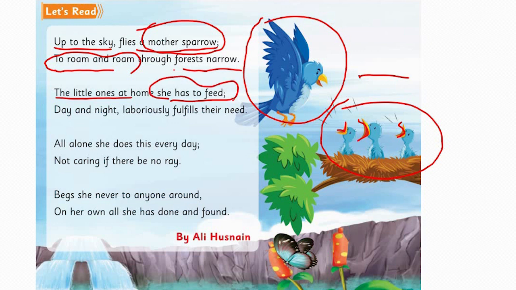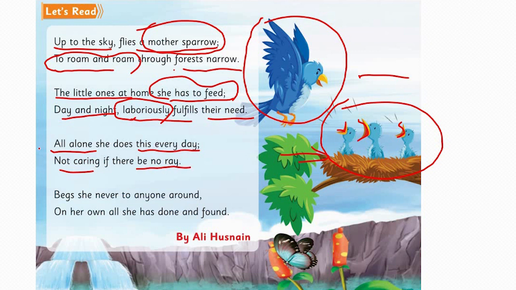Her little ones, these 3, are waiting for her. She has to feed them. They are waiting for her, so their mother can bring food for them. Day and night laboriously fulfills their need. Laboriously means with a lot of hard work, day and night, she fulfills their need for food, wandering from forest to forest.